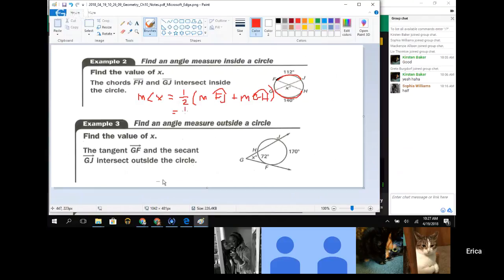So 1/2, the measure of FJ is 112 degrees, plus the measure of GH, which is 140 degrees. And if I do that math, I end up with, math magic, 126 degrees. So the measure of angle X is 126 degrees, and this is thanks to theorem 10.12.